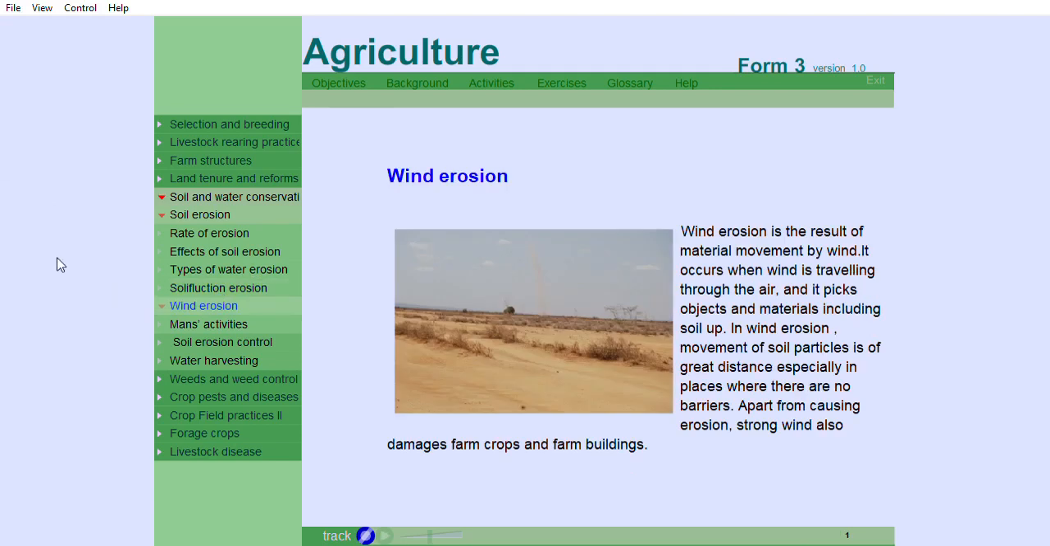Wind erosion. Wind erosion is the result of material movement by wind. It occurs when wind is traveling through the air and it picks up objects and materials including soil. In wind erosion, movement of soil particles is over great distances, especially in places where there are no barriers. Apart from causing erosion, strong wind also damages farm crops and farm buildings.